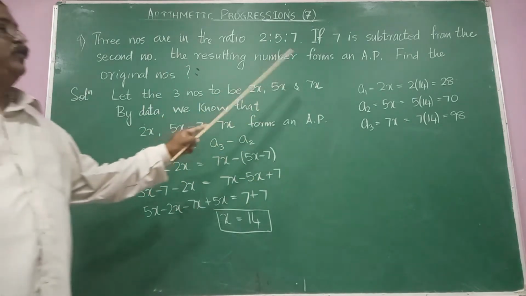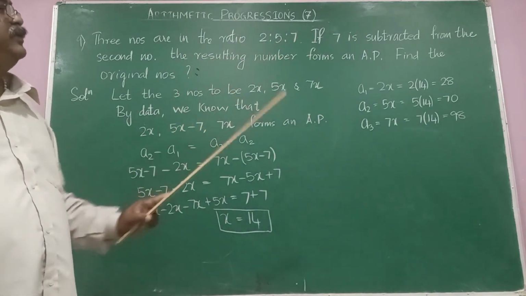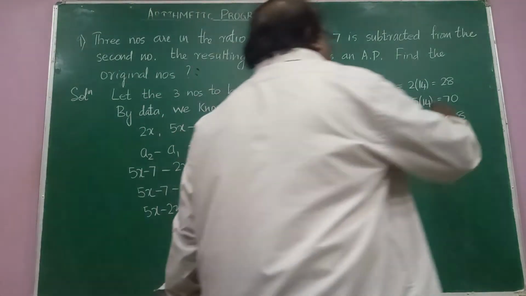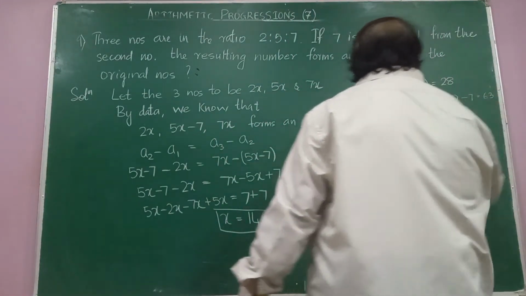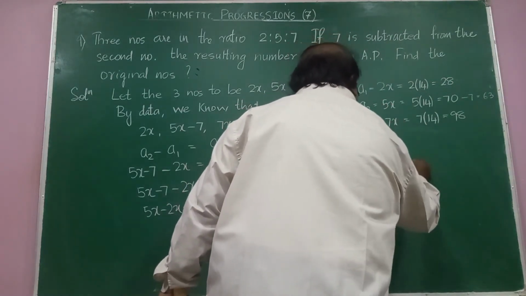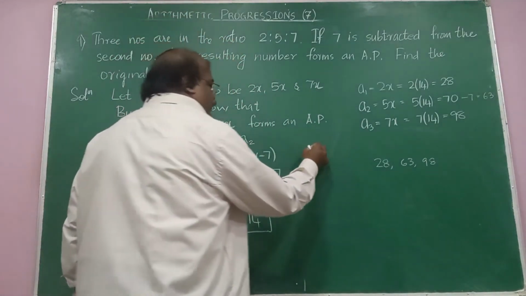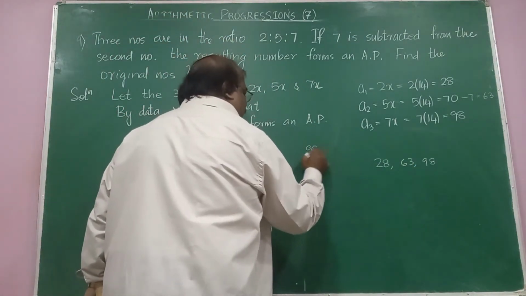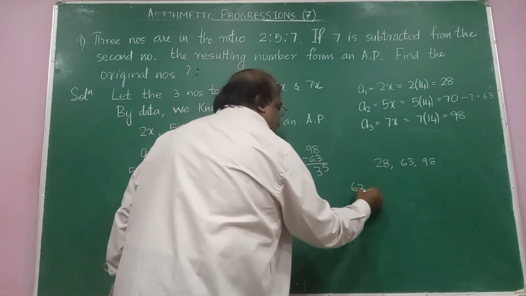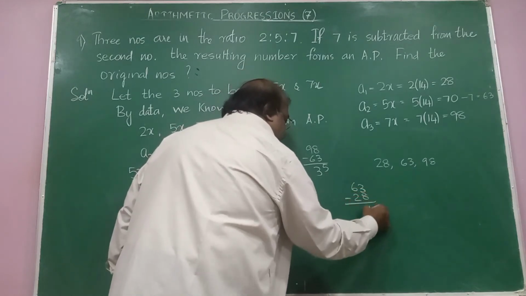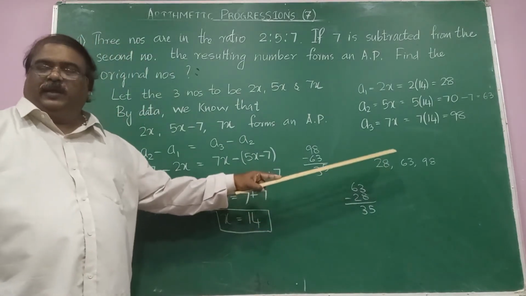These numbers are in the ratio of 2:5:7. Let me check whether my sum is right. I said if 7 was subtracted from the second number, this becomes 63. So 28, 63 and 98 are in arithmetic progression. Let me check: A3 minus A2 is 98 minus 63, 35. What is 63 minus 28? 35. Yes, these three numbers are in AP.